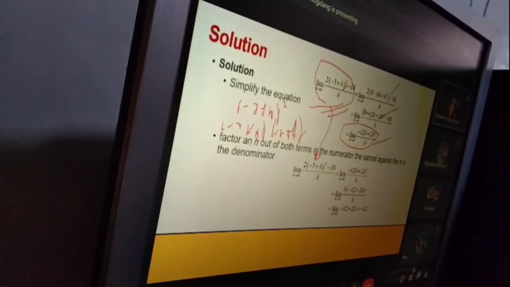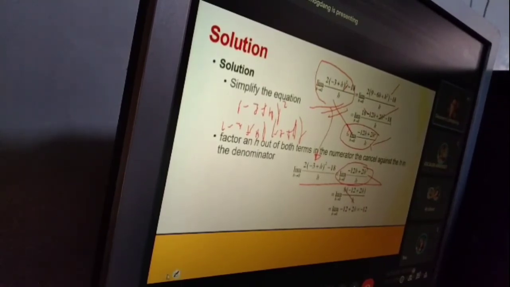Kung kaya, yung sa taas ay nire-write lang dito sa baba, na kung saan ito siya ay equal dito. Nire-write lang natin. Ngayon, makakancel na natin. Pinactor natin yung h sa loob: h times negative 12 plus 2h. Inancel natin yung h. Substitute na natin yung 0. Kaya negative 12. Nasundan?